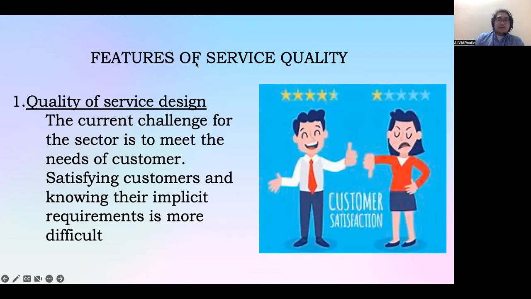So meron naman tayo dito features of service quality. Kung kanina model, ngayon ay features of service quality. Number one is quality of this service design. The current challenge for the sector is to meet the needs of the customer. Satisfying customers and knowing their implicit requirements is more difficult.